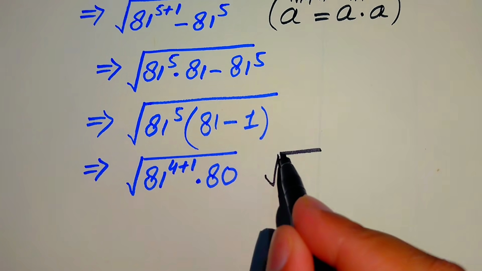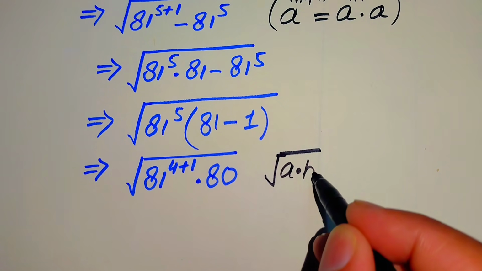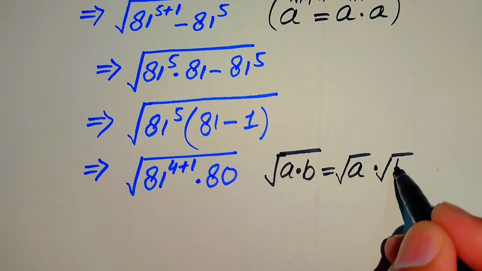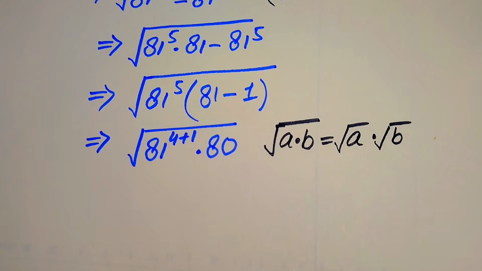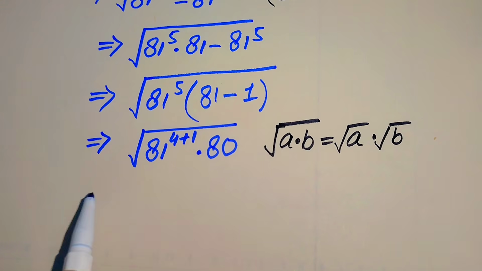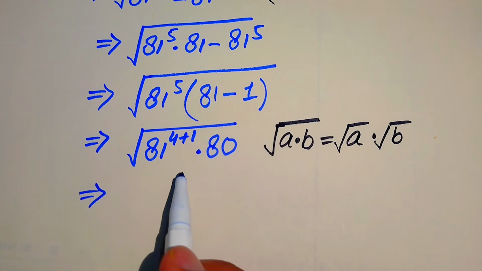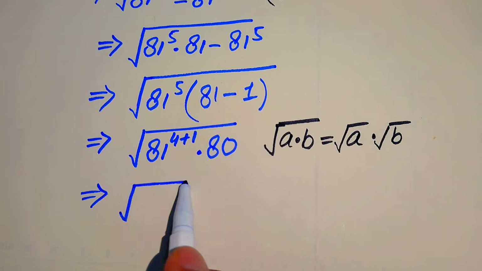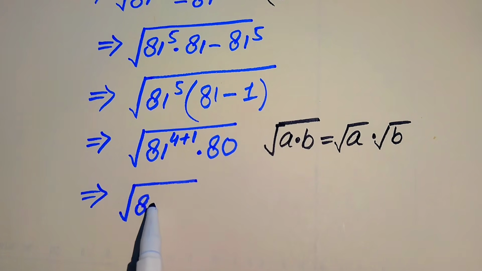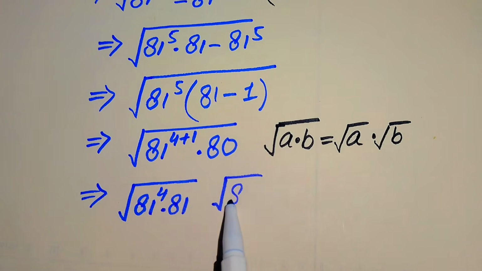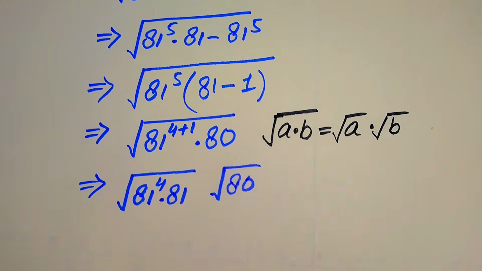We know that the square root of a multiplied by b equals the square root of a multiplied by the square root of b. According to this rule, we break the radical sign and apply the radical separately on both of these values. It becomes the square root of 81 to the power of 4 plus 1, which we write as 81 to the power of 4 multiplied by 81, and further we apply the square root on 80.